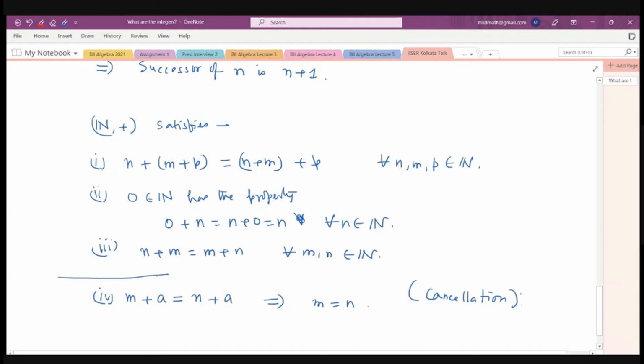I'll probably come back to these properties if time permits. That's why I wrote this in this fashion. So I have associativity, I have existence of this additive identity 0, then I have commutativity, and then I have this cancellation.